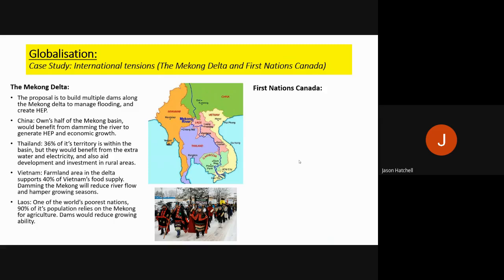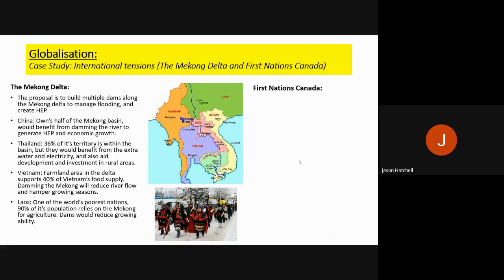For Thailand, 36% of Thailand is within the basin territory, so it's not massively linked to the Mekong Delta, but a third of it is. But Thailand would also benefit from extra water and extra electricity, and also it would benefit rural investment and rural development as well. So it is a bonus also for Thailand.